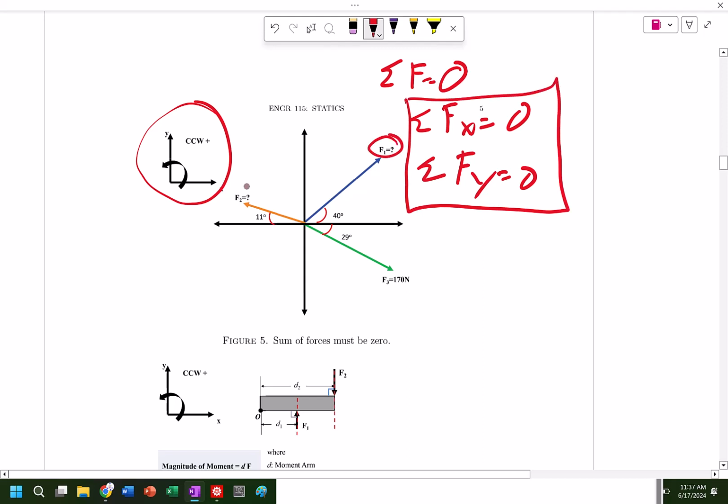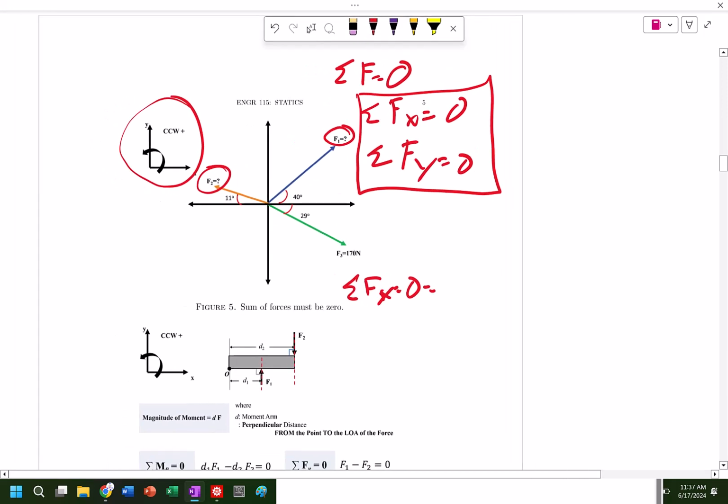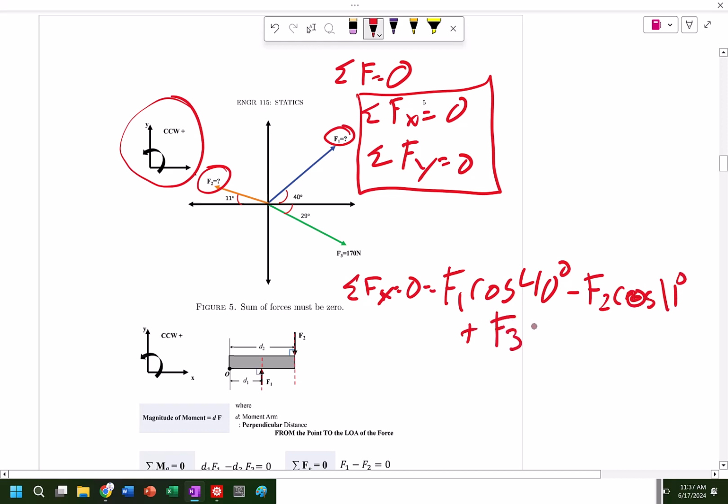We have two unknowns. What is the force 1? What is the force 2 magnitude? So let's go ahead and set that up. So we know the sum of the forces in x equals 0 equals our F1, that's unknown, times cosine of 40 degrees. And then we'll do minus F2 times cosine of 11 degrees plus F3 times cosine of 29 degrees. Set that equal to 0.